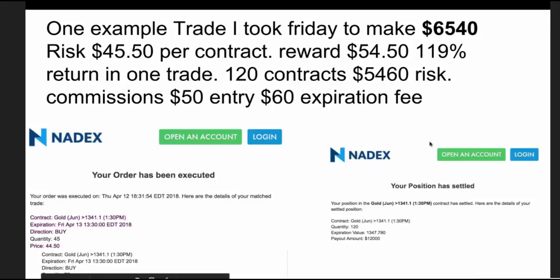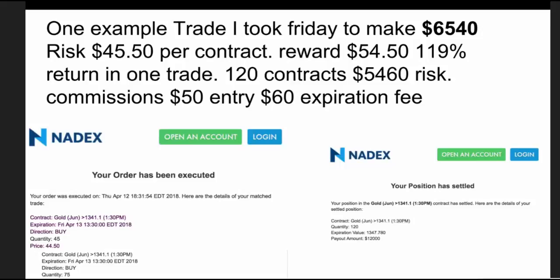In this specific trade, what I did is I risked $45.50 per contract. My reward was $54.50 per contract. It was a 119% return in one trade in one day. I had 120 contracts. That was $5,460 of risk, and in return, my payout was actually $12,000. The commissions on the entry were $50. The expiration fee was $60. So that just goes to show the kind of stuff, once you scale up, how much money you can be making. It's pretty crazy.